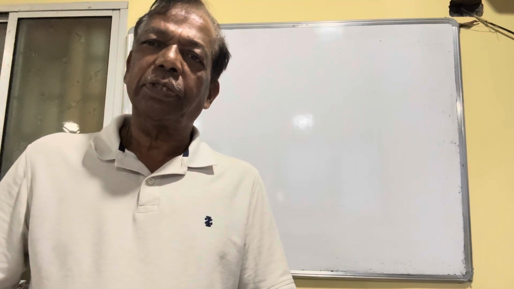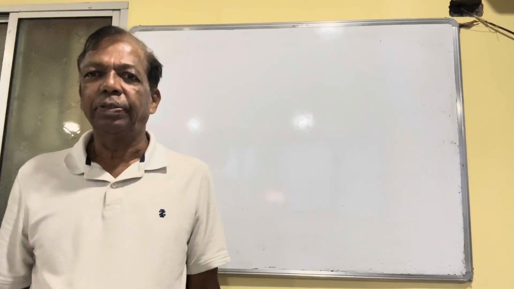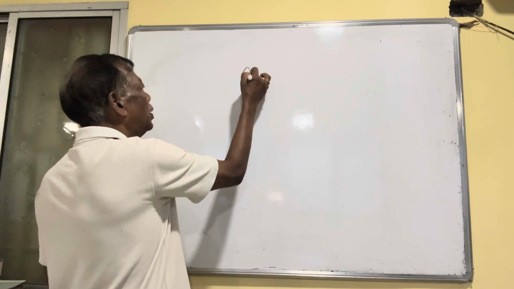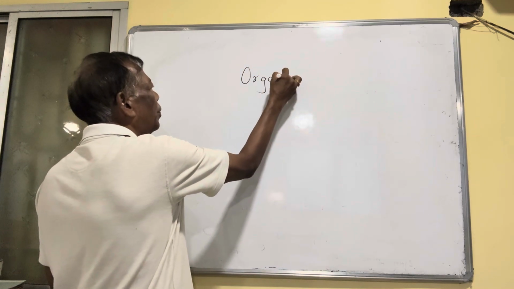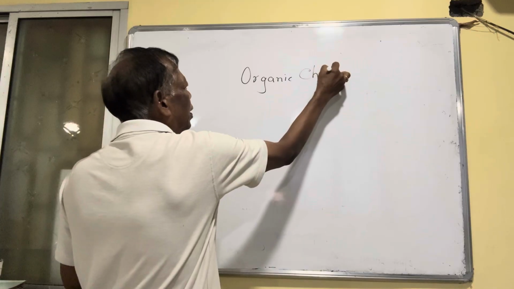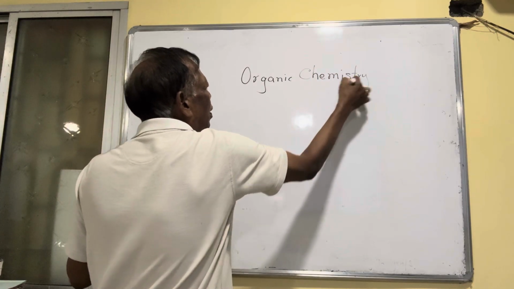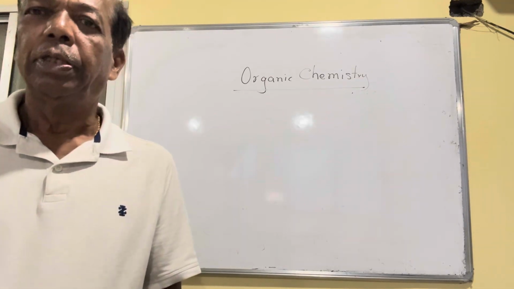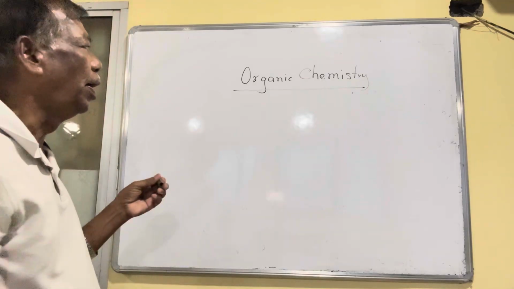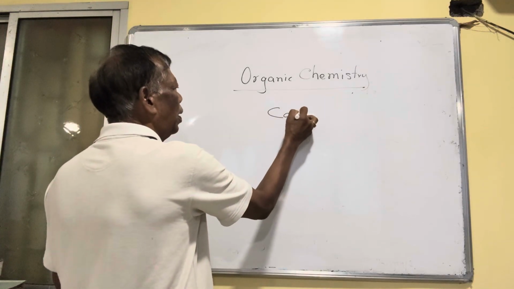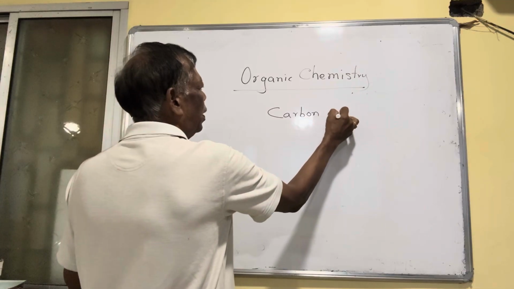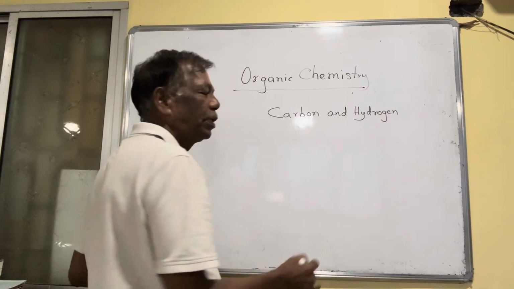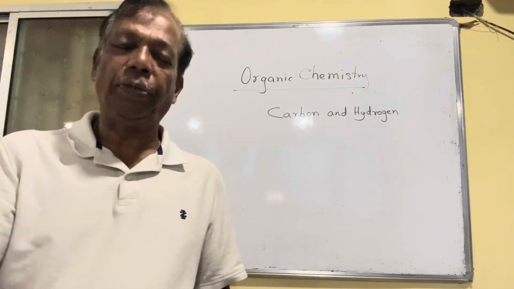Now, let me start this video with what is called organic chemistry. Many times students don't know what organic chemistry is. So when we talk about organic chemistry, it consists of carbon and hydrogen. Of course, besides this, other elements can be oxygen, nitrogen, and so on.